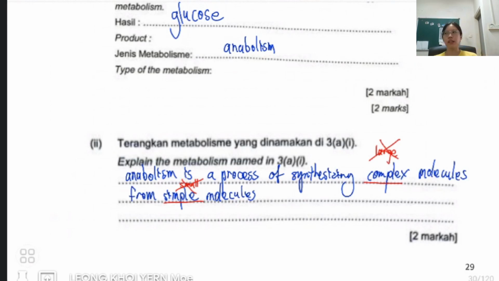Rather than releasing, anabolism will actually absorb energy. Catabolism process, it will release energy. But anabolism process, it will absorb energy. So that's another characteristic of the anabolism process.